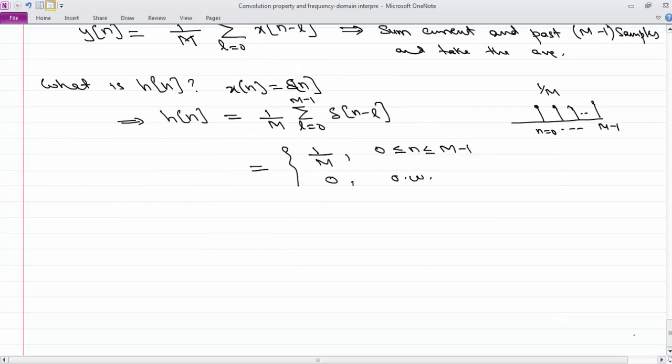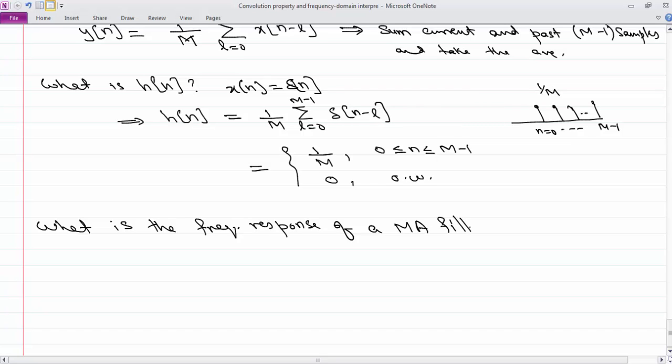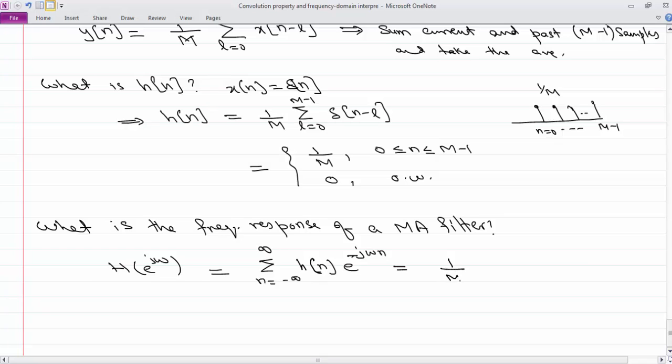So how do we compute the frequency action? We find out the frequency response of a moving average filter. To do that, we compute its discrete time Fourier transform, which is simply given by the summation over n from minus infinity to infinity of x[n] e^(-jωn), or in this case h[n]. Now I input the values, so the filter is 0 for all values except from n equals 0 to m-1, e^(-jωn).